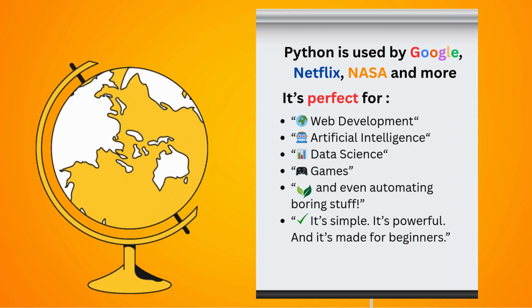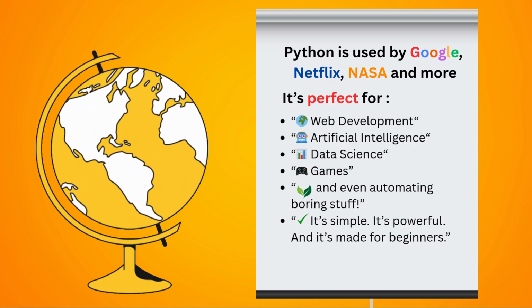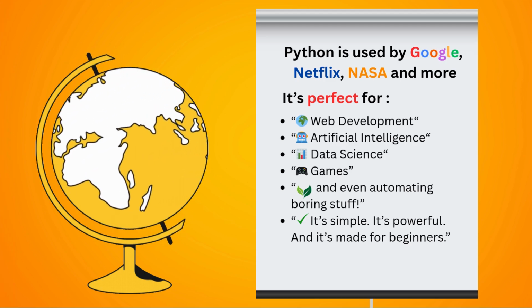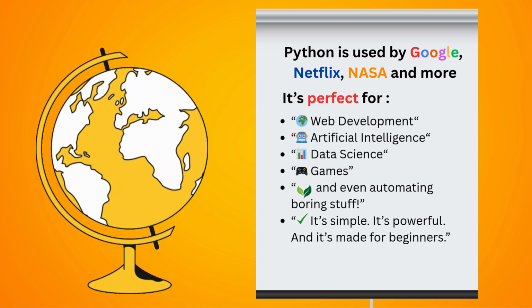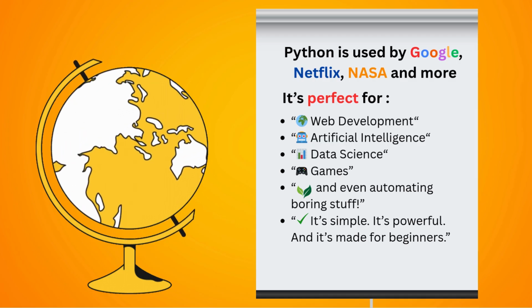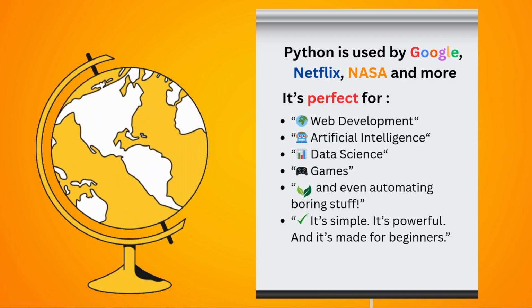Python is used by Google, Netflix, NASA and more. It's perfect for web development, artificial intelligence, data science, games and even automating boring stuff. It is simple, it is powerful and it's made for beginners. So let's kick off day 1.